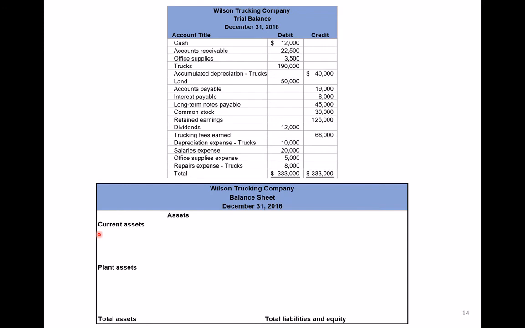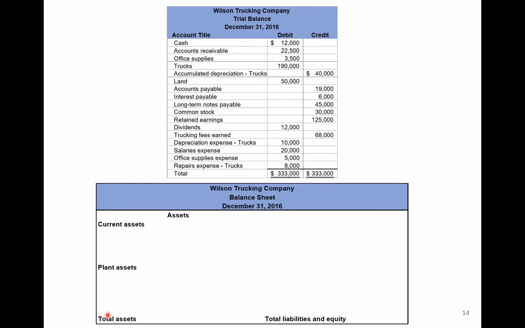Now we'll learn in future chapters there are two additional types of asset categories. One would appear right in the middle here. In future chapters we'll know that as investments. Another we'll learn towards the end of the text will appear right here, and that will be intangibles. But for right now, just those two categories.